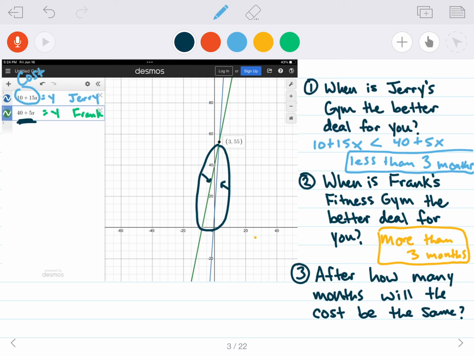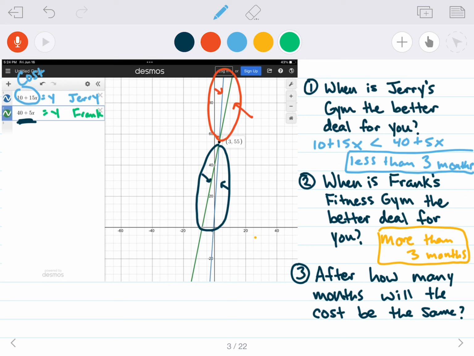It's always cheaper. So that's how we can see it graphically. Whereas if we take a look at what happens with number 2, more than 3 months is going to be represented by this portion up here. So that's more than 3 months, and we can always see that Frank's line is below Jerry's line, and it's always cheaper. So that's how we can see that graphically.